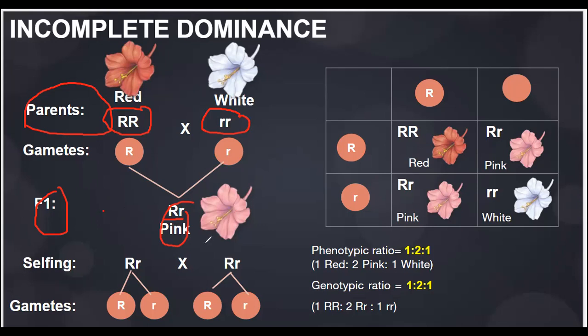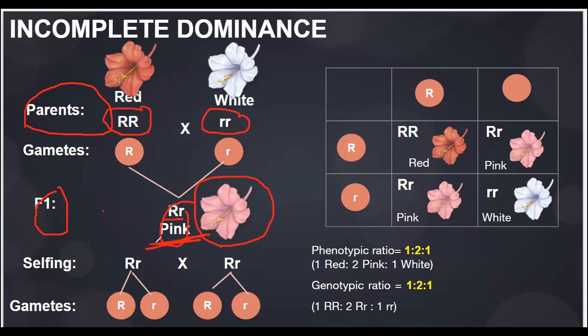But what was observed by looking at the phenotype was that the flower was showing neither complete red color, nor complete white color. It was somewhere in between. It was pink in color. Okay. So all the flowers that were produced in F1 generation in the Mirabilis jalapa, all the phenotype of F1 generation were pink.